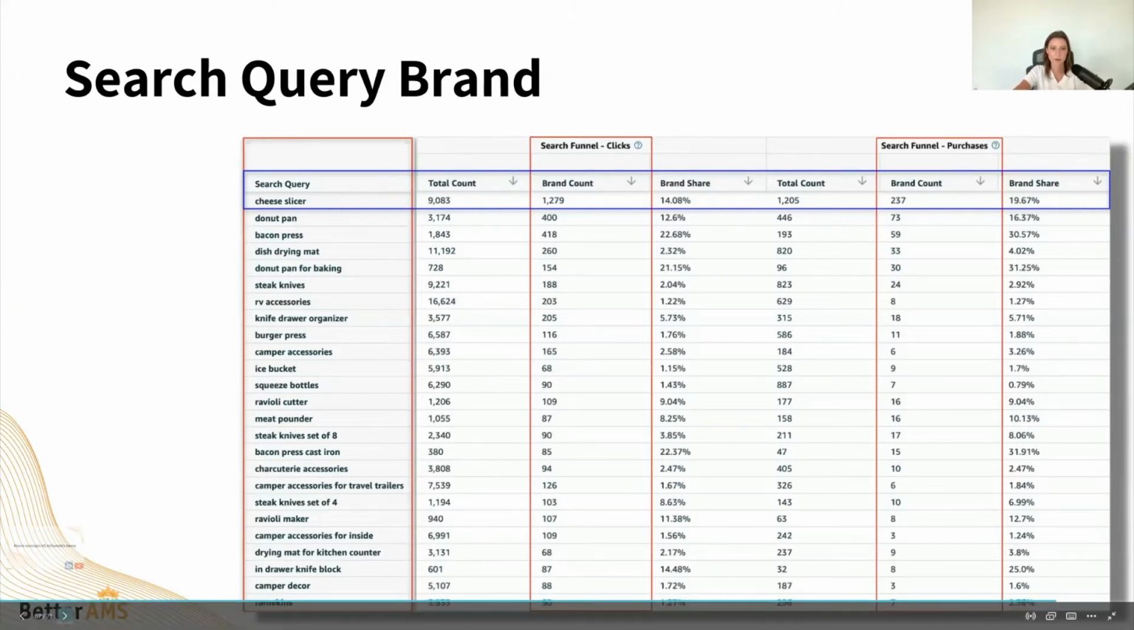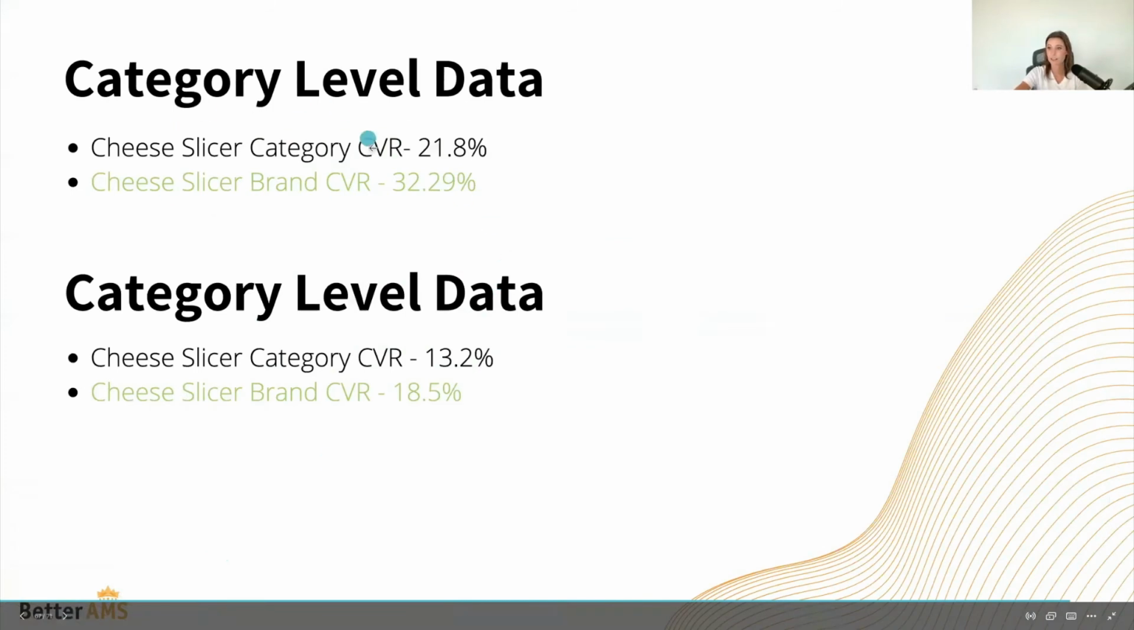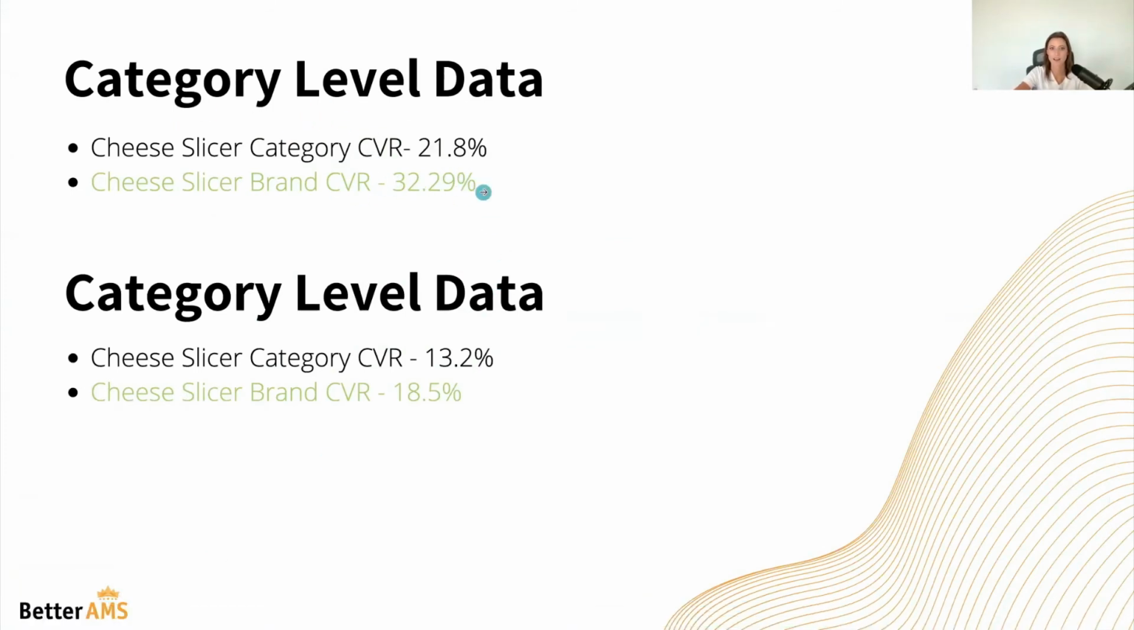Here's kind of the summary of that data. Category level data pulled from brand metrics. I'm converting 11% better than category average. On the search term level, I'm converting, still much better than category average. So it's a great way once you've identified your main keywords to kind of break down into pain points.